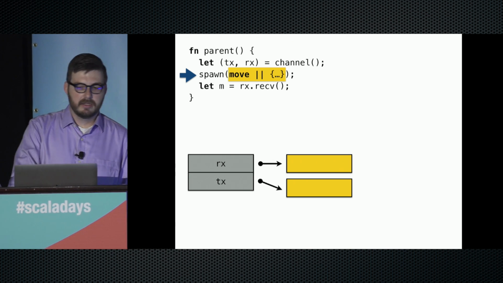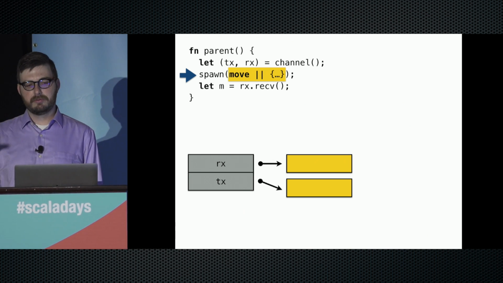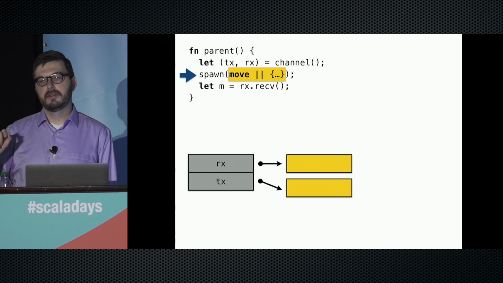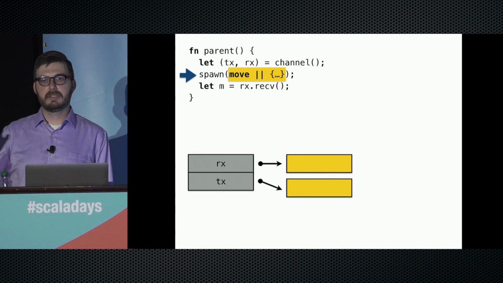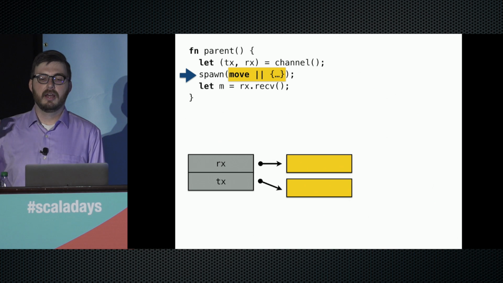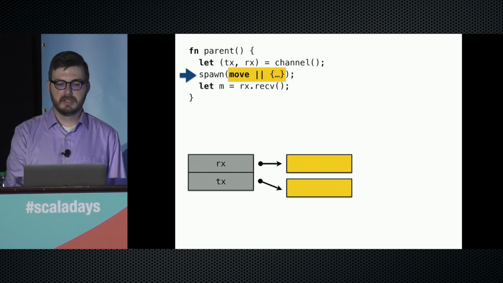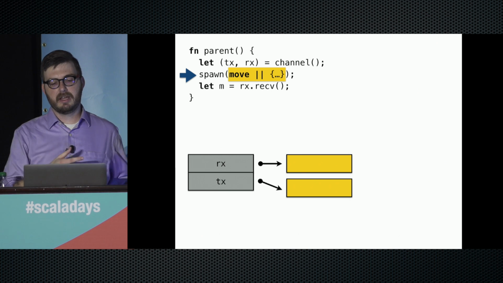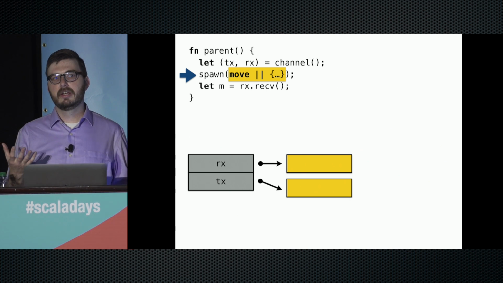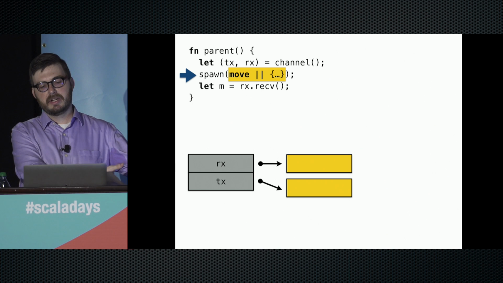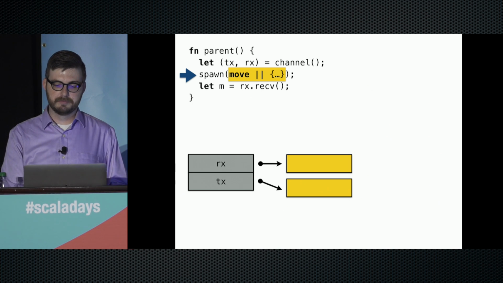I'm not going to take a lot of time to go through this notation about move and so on. The key point here is we're passing a closure. The body of that closure is going to be what the child thread runs. And move just means basically everything referenced by that closure is moved. The ownership is transferred away from the parent thread to the child.